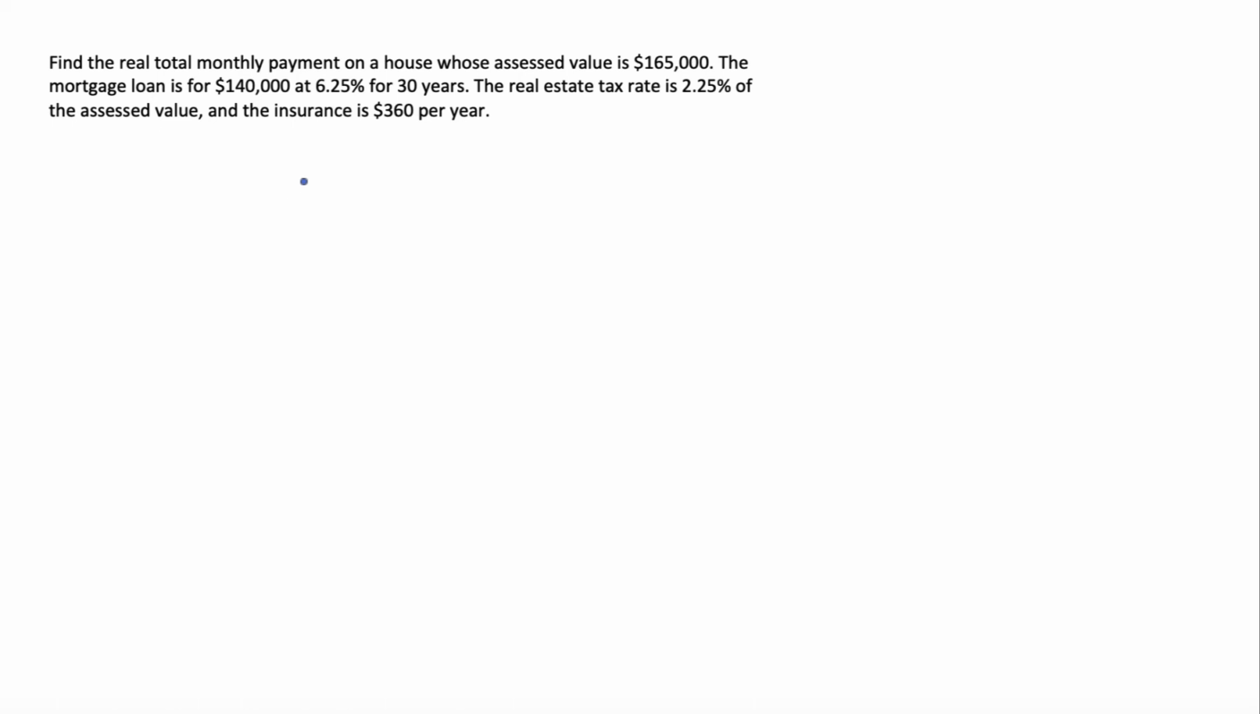Find the real total monthly payment for a house whose assessed value is $165,000. The mortgage loan is for $140,000 at 6.25% for 30 years. The real estate tax is 2.25% of the assessed value, and insurance is $360 per year.